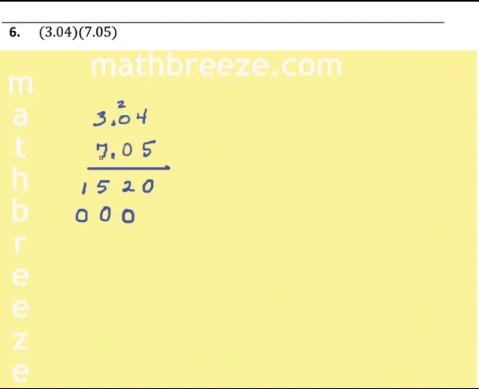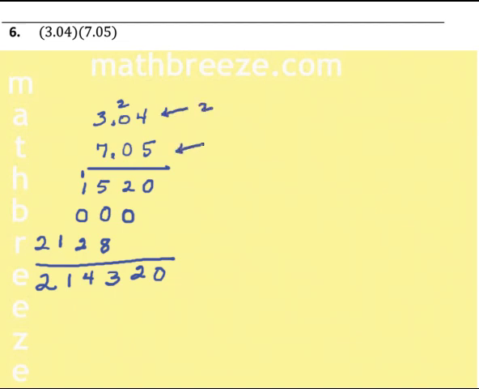Now let's multiply by 7. 7 times 4, that's 28. Carry the 2. 7 times 0 is 0. Bring down that 2. 7 times 3 is 21. Let's add our columns. So here we have a 0, 2. Here we have 13. Carry the 1. Here we have 4, 1, 2. And now we're ready to put in our decimal places. We have 2 decimal places in the first factor, 2 in the second, making a total of 4. So we need 1, 2, 3, 4 decimal places in our product. So our decimal point goes right there.